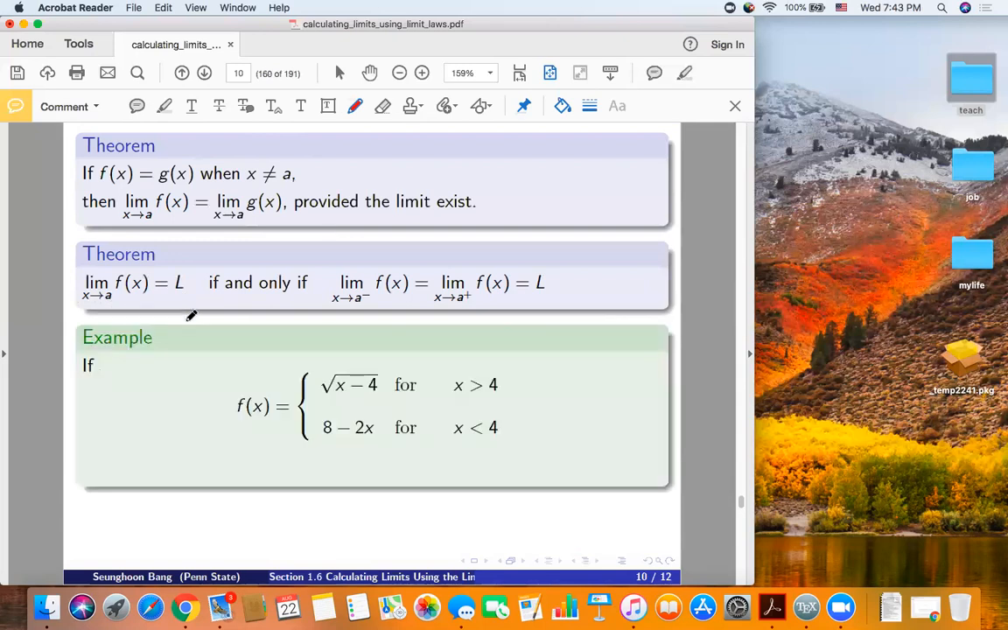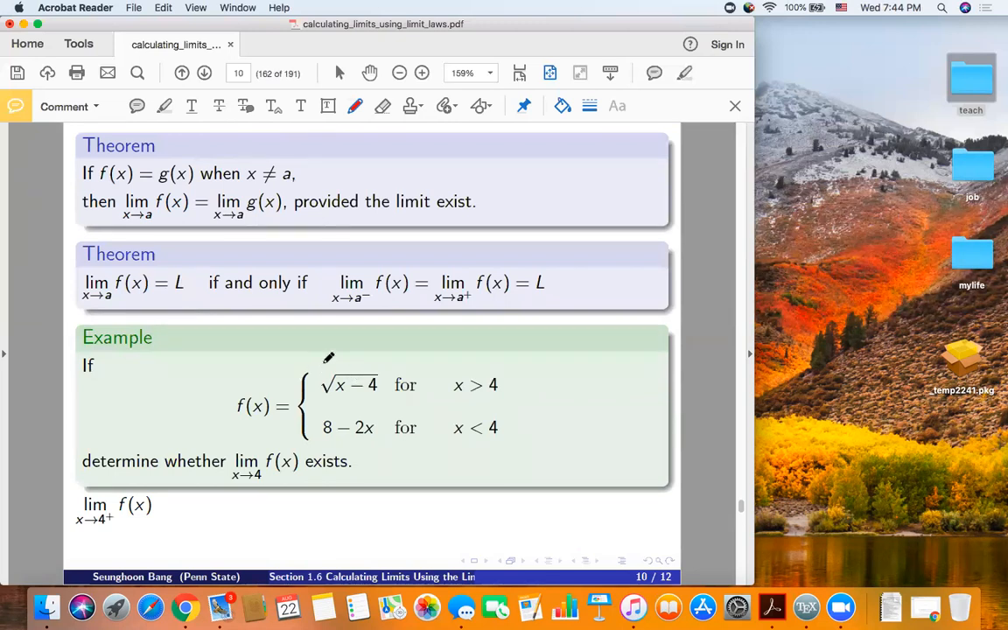You can think about this problem. We have a piecewise function. Determine whether the limit of f of x exists or not. So this involves one-sided limits. How can you calculate? x approaches 4 from the right, and x approaches 4 from the left. We think about two one-sided limit values. First one, the limit of f of x as x approaches 4 from the right.